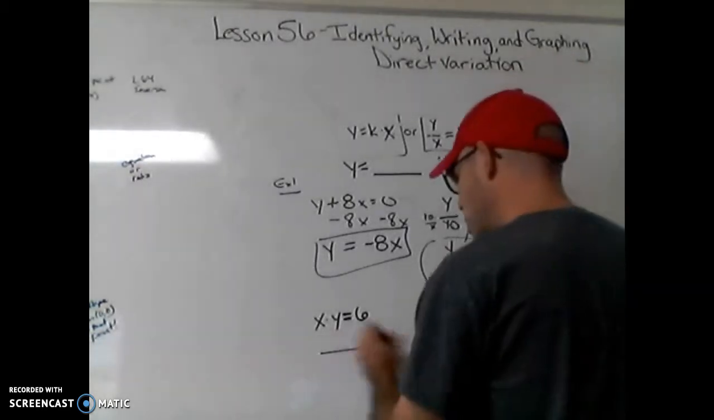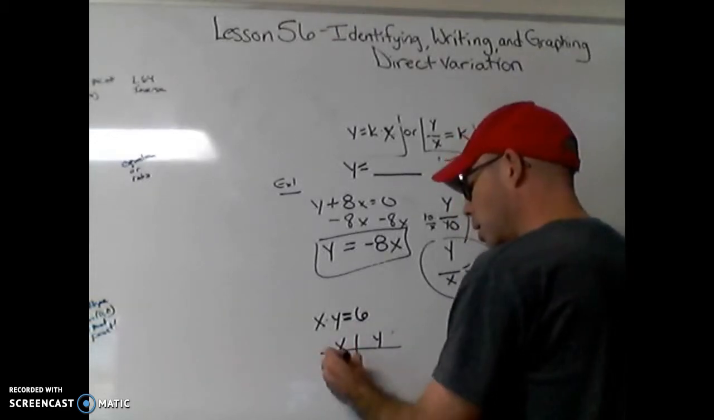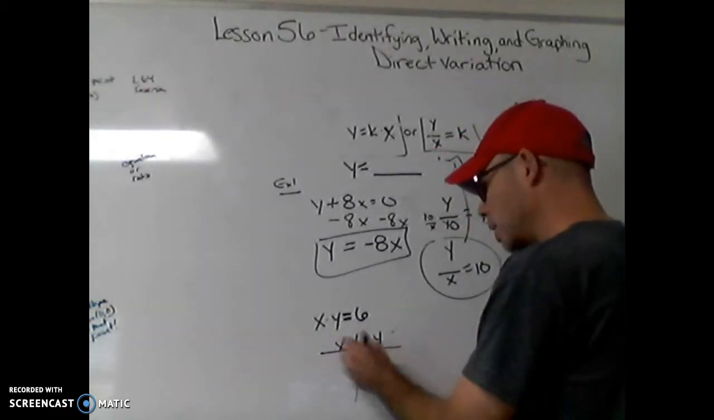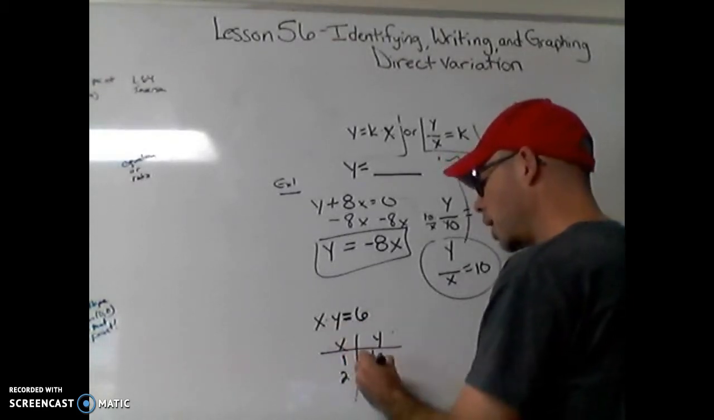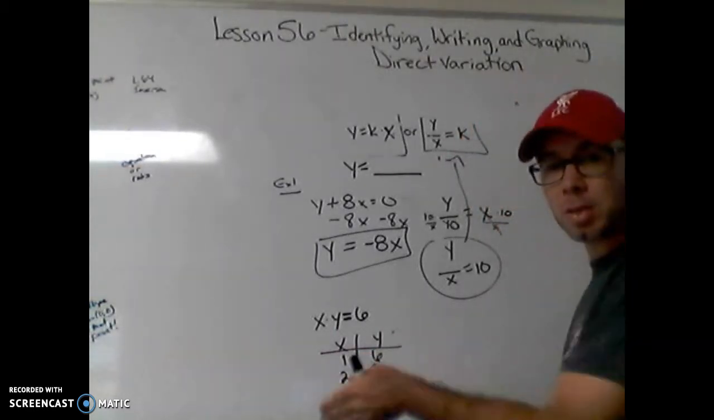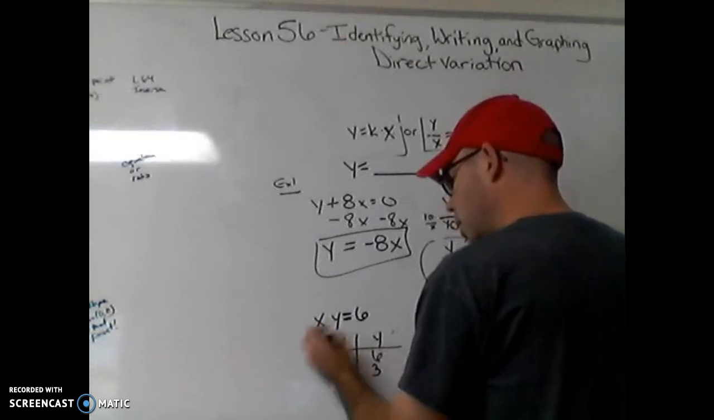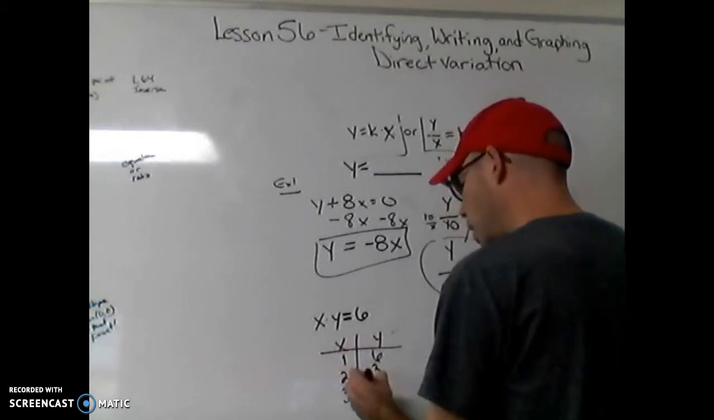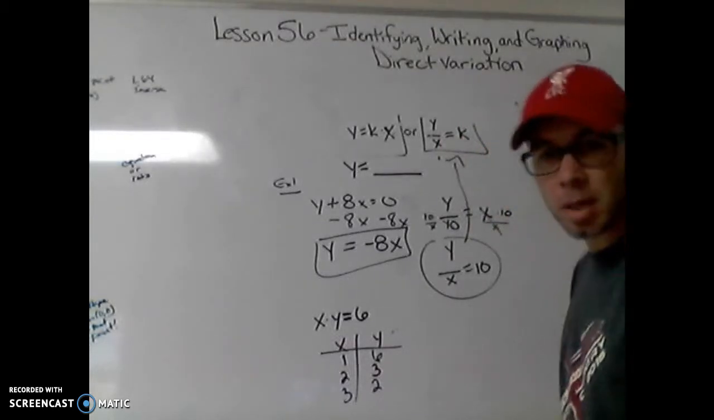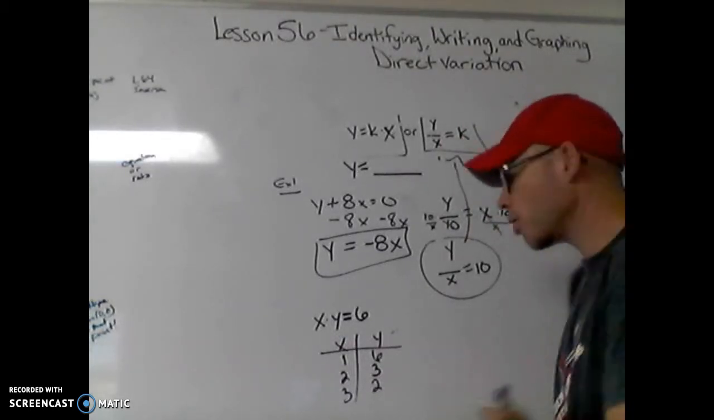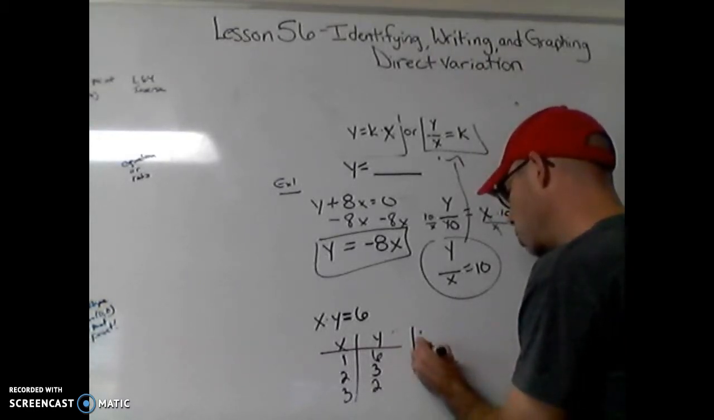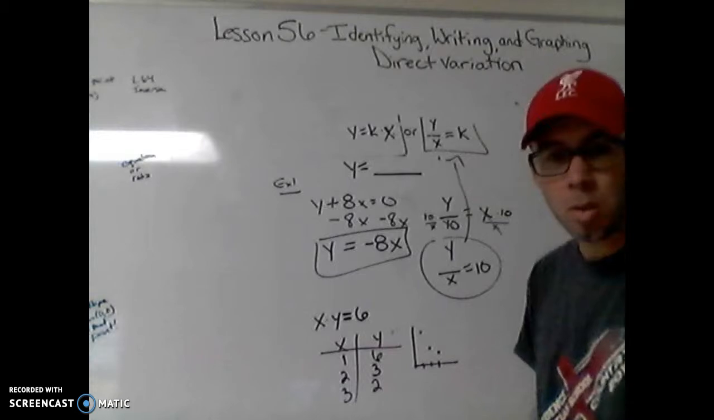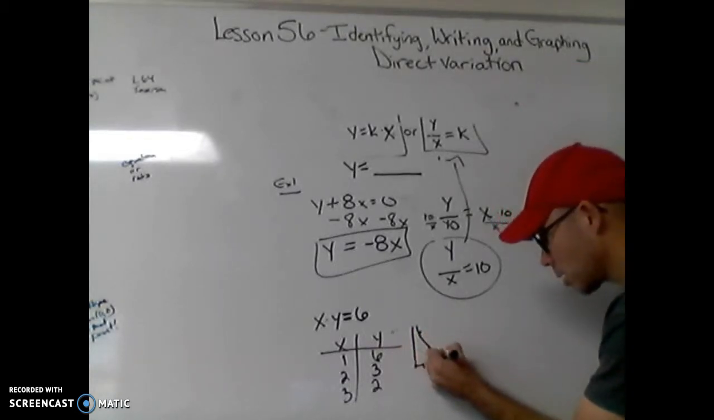In fact, if you start picking some numbers for x and y, if x is 1, then y has to be 6 because x times y equals 6. If x increases to 2, we see that y has to go down to 3 because 2 times 3 is 6. And if x goes to 3, then y has to go down to 2 because 3 times 2 is 6. We see another problem here if I graph these out. 1 would go with 6, 2 would go with 3, 3 would go with 2, and this is not going to make a straight line.